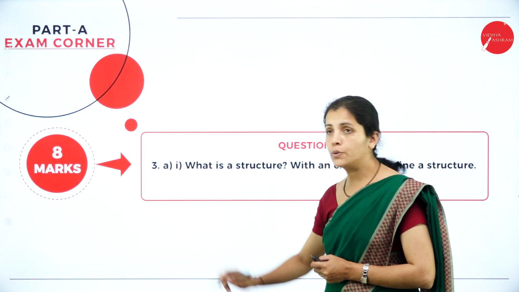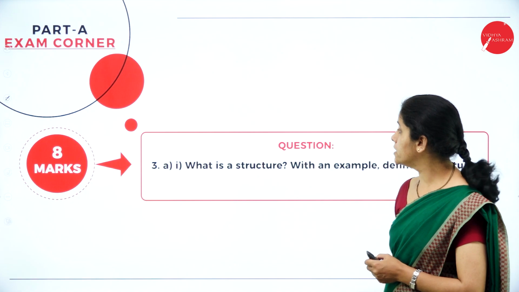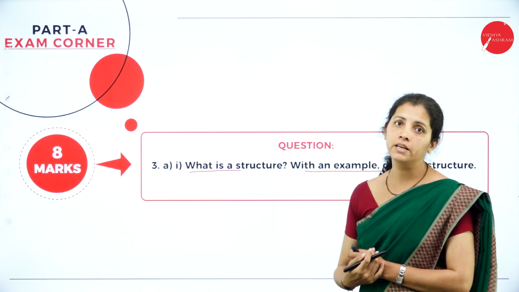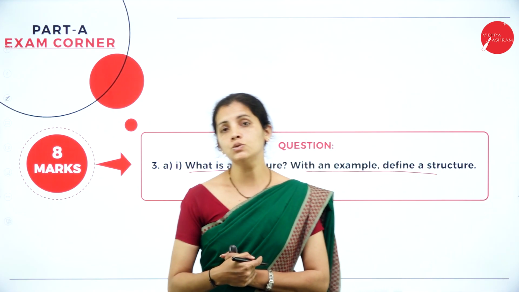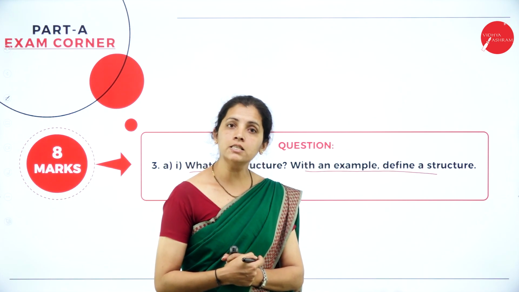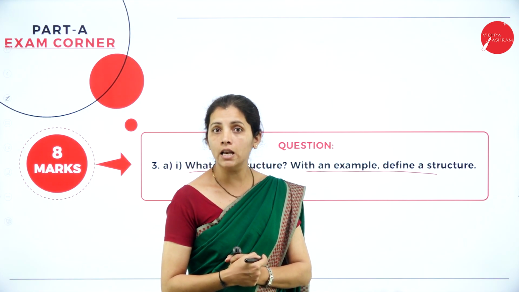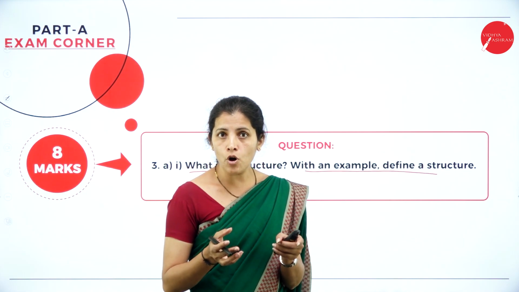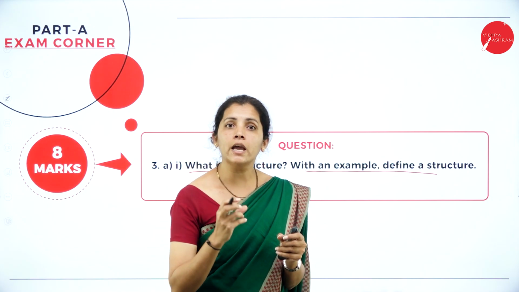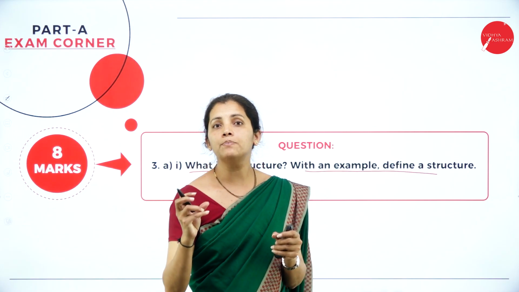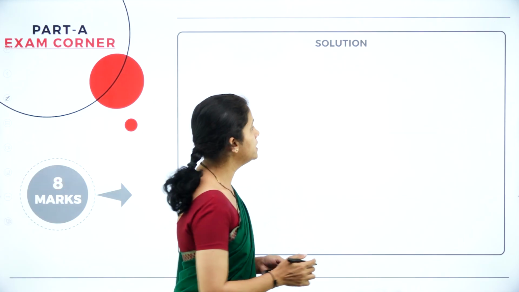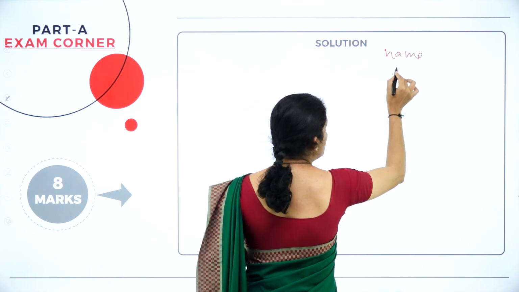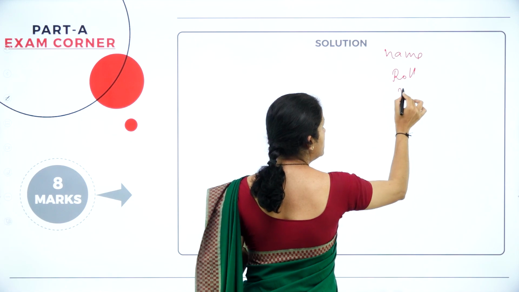And see here, third question from third unit. And what's the question? What is a structure? With an example, define a structure. So dear student, what is a structure? Structure is nothing but a collection of elements. And what kind of elements? It is heterogeneous. In the sense what? By using structure, I can store different types of elements. For example, think that I have name, roll number and mark.